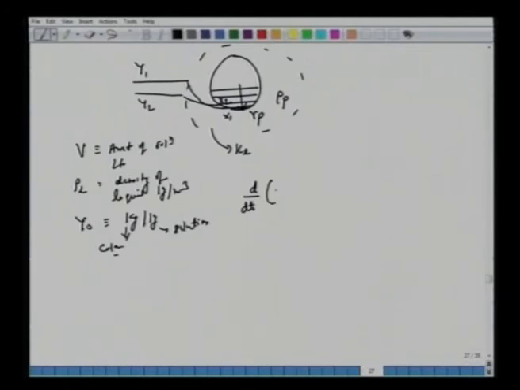So you have d by dt of V volume into rho L into this Y. So this is your kg per second. In 1 second, so much concentration of this water or wastewater changes, right? It decreases, so minus sign here. Why does it decrease? Because there is a mass transfer. How does mass transfer take place? It's because of interface mass transfer.